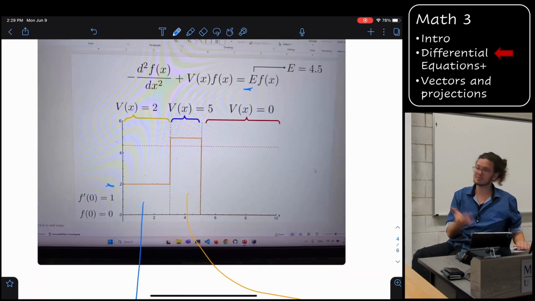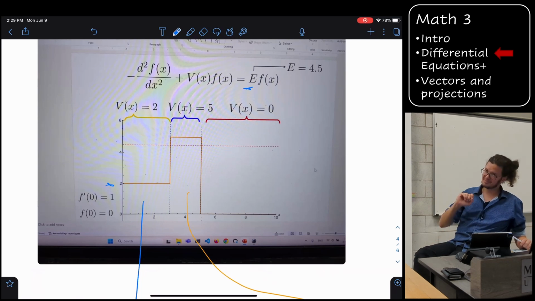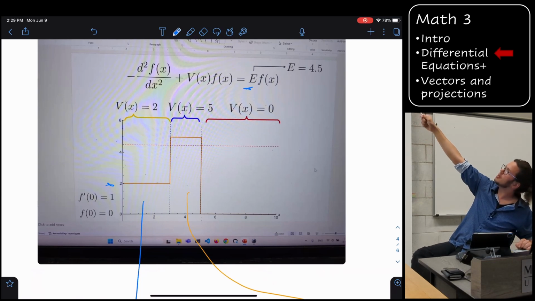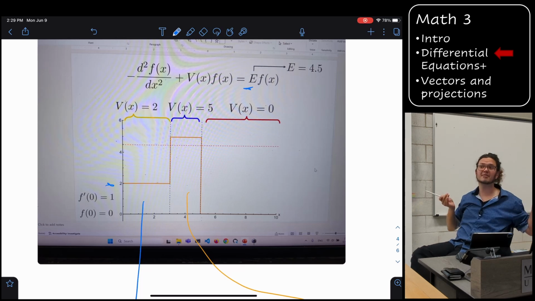What about region 3? What should be the solution in region 3? Sines and cosines, because it's still that negative. Sines and cosines. Thank you. You see, V is 0, but you still have that E times f. So you have sines and cosines differential equations. F prime prime with a minus equals a number times f. That's it. Sines and cosines with a higher frequency.